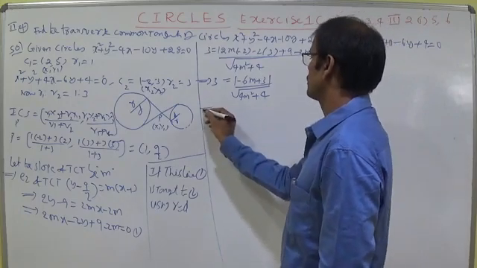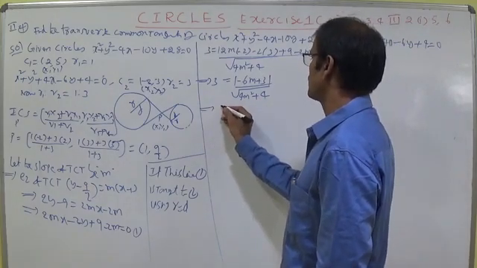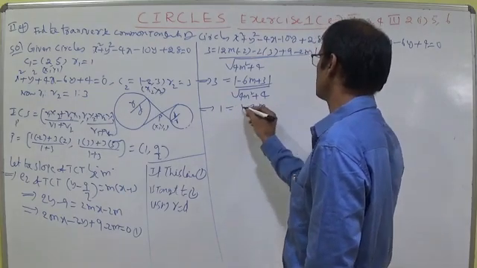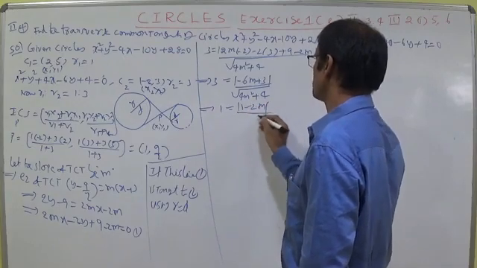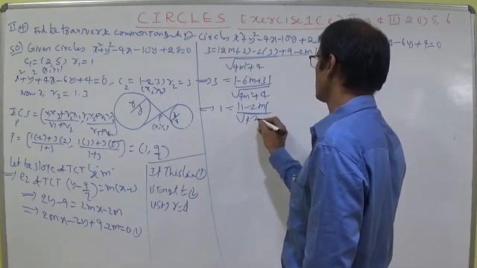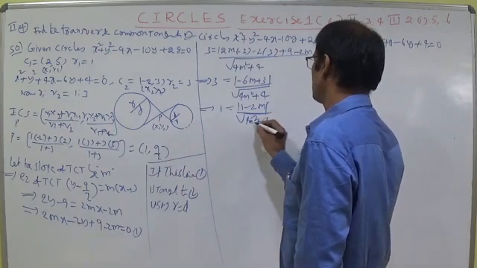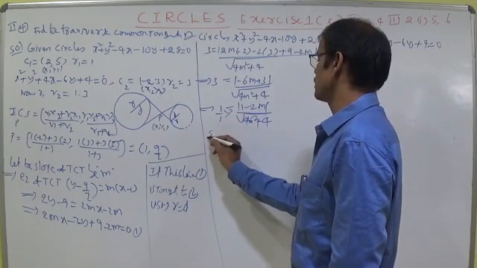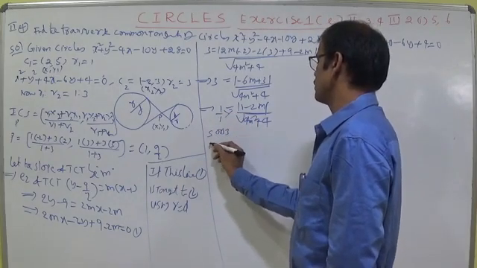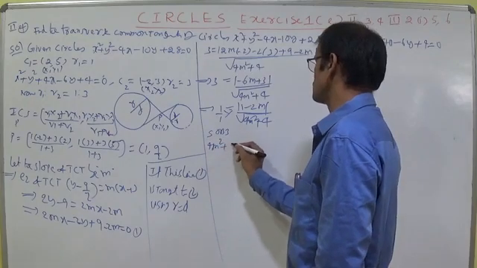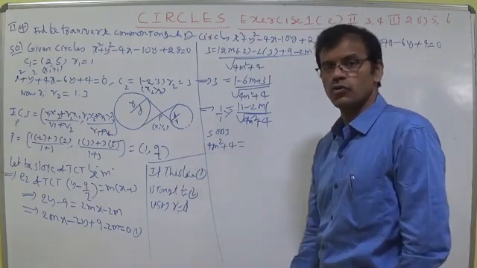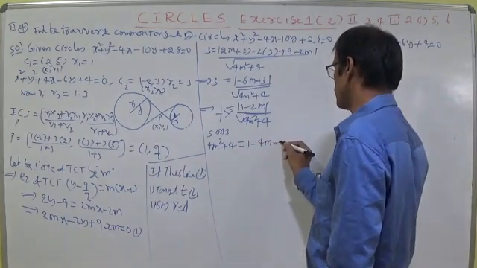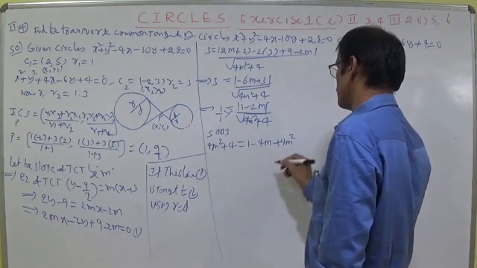You can take common 3, then it becomes 1 is equal to modulus of 1 minus 2m by root of 4m square plus 4. Taking cross multiplication and squaring on both sides, the LHS you can write as 4m square plus 4, and the RHS you can write as 1 minus 4m plus 4m square.